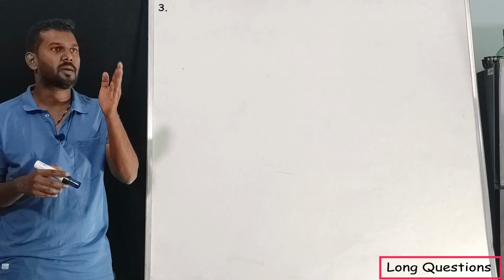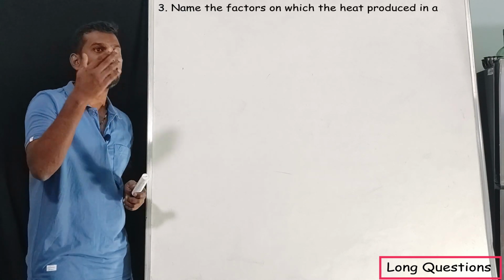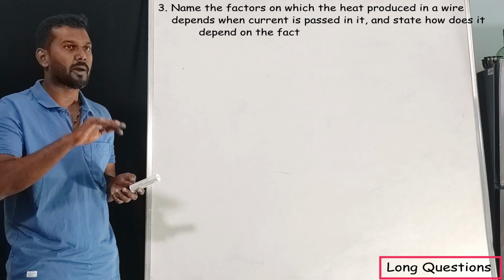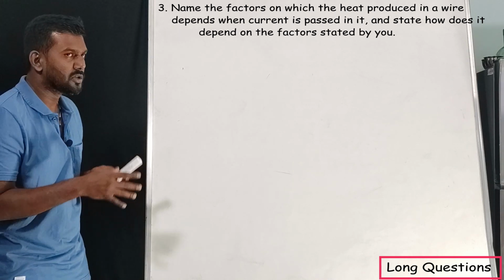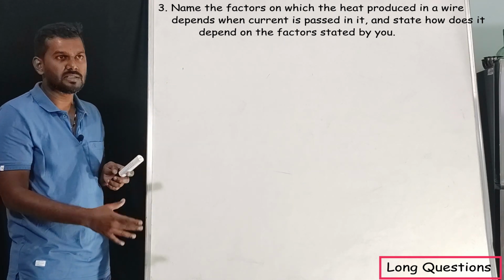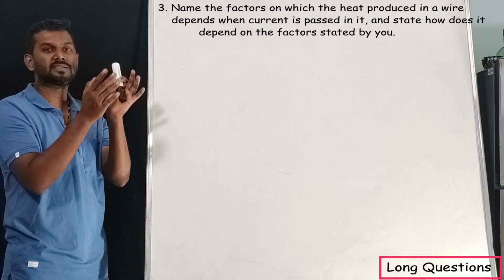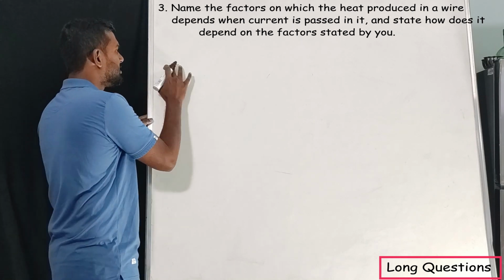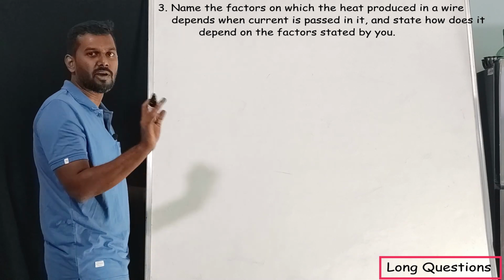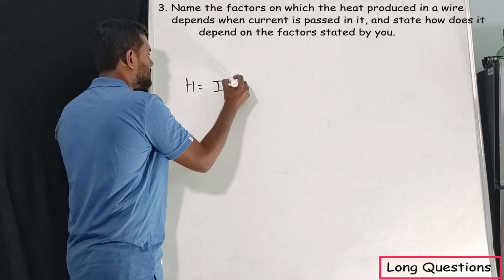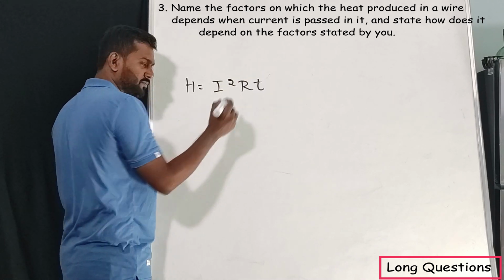Our next question: name the factors on which heat produced in a wire depends when current is passed in it. State how it depends on the factor stated by you. So first we have to state the factors affecting heat produced in the wire, then we have to tell how that is affecting them. Okay, so first we will write the formula. In the formula only we are going to get everything. H is equal to I square R T.